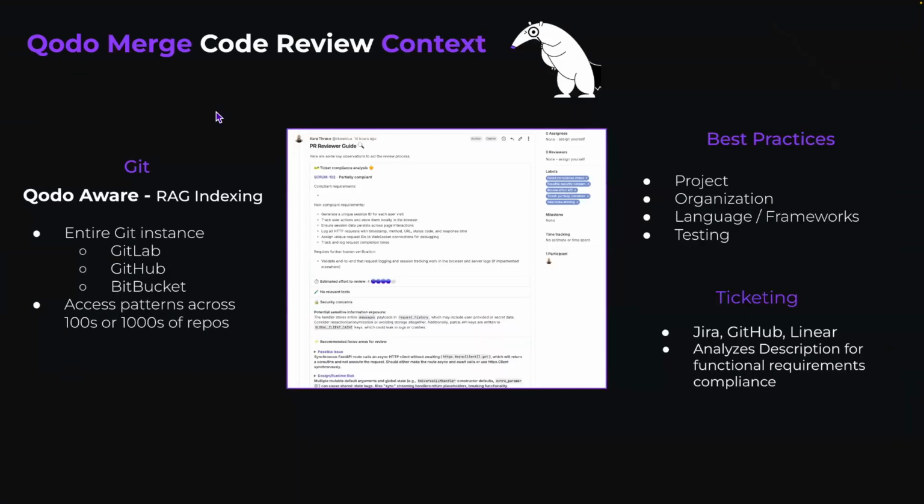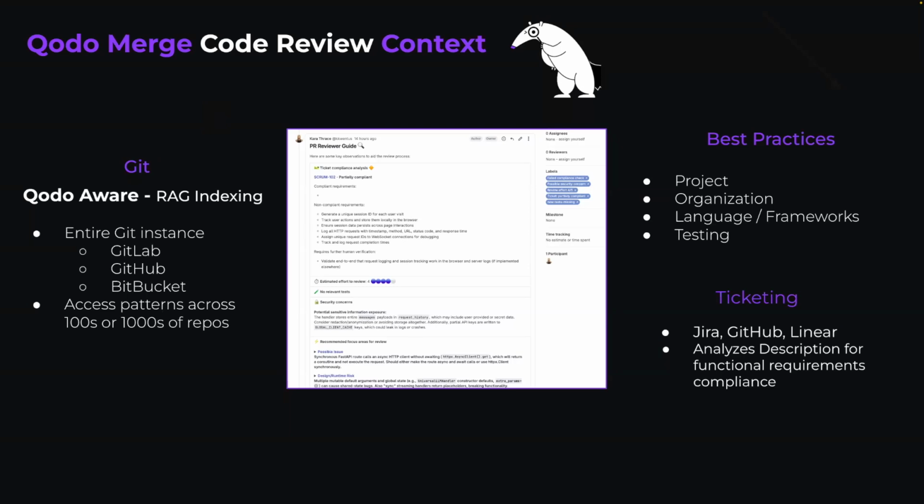And the context of the code suggestions is up to you. So by default, we're going to have not only the commit that you've changed within the repository, but you can also implement Qodo Aware, which is full instance indexing, GitLab, GitHub, Bitbucket. So again, that concept of, hey, I want to look at other repositories for best practices, or maybe my projects are dependent. I want to look for code duplication. That's what Qodo Aware is all about.